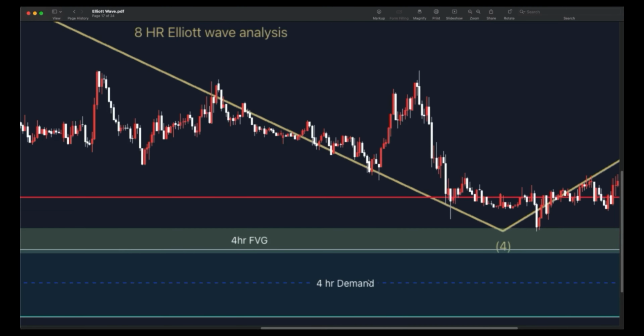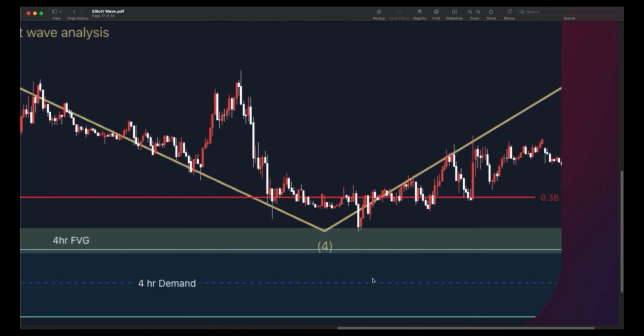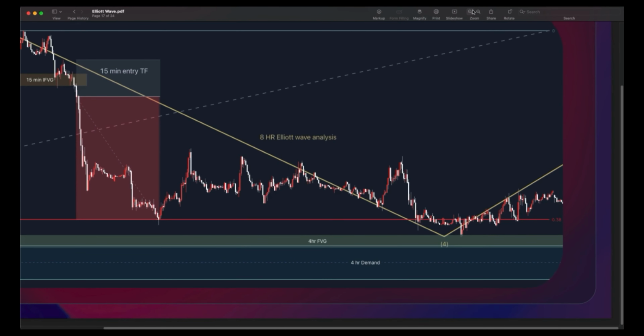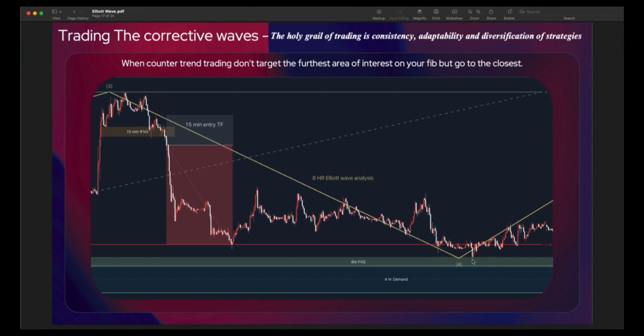And if I wanted to, I could have targeted the 4-hour demand zone, but I'm not going to get greedy here because, well, you never know, anything can happen. And price actually only tapped into the 4-hour fair value gap before moving up, believe it or not. So I could have just targeted the fib level or the 4-hour fair value gap. In this case, I wanted to be safe and just targeted the fib level.